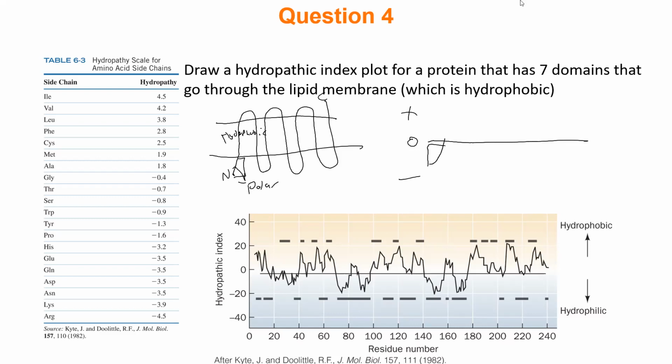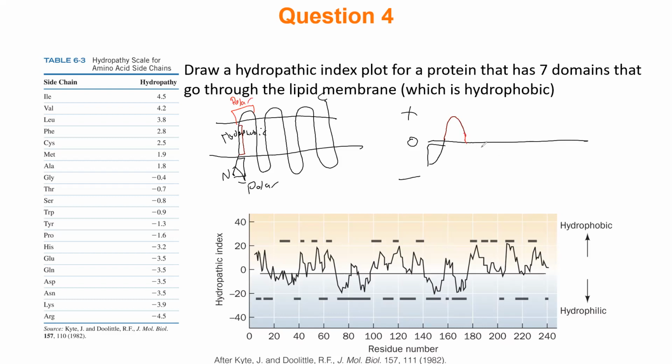And then once you get to the membrane, the amino acids in there are very hydrophobic. And then once you get towards the part of the protein that is going back to the outside of the membrane, these become polar again. So your numbers are going to go back down to 0.